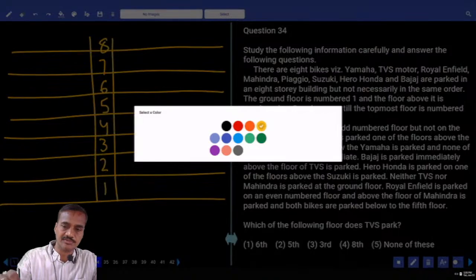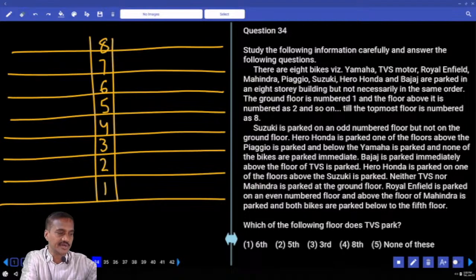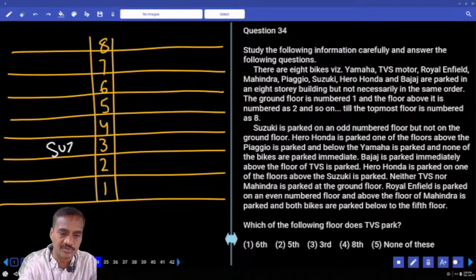Then coming to condition number 1. Suzuki is parked on an odd numbered floor but not on the ground floor, so Suzuki must be either 3, 5 or 7. How many possibilities do you have for this Suzuki? Suzuki can be on the 3rd floor, 5th floor or 7th floor. Three possibilities, did we write them?